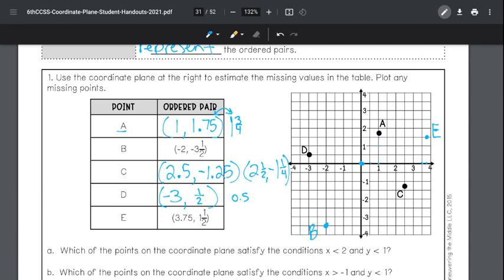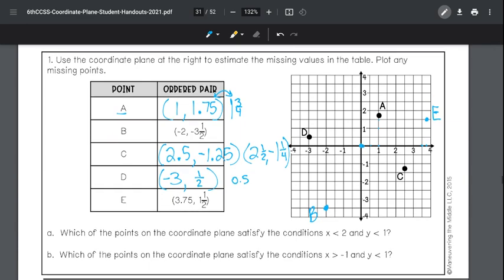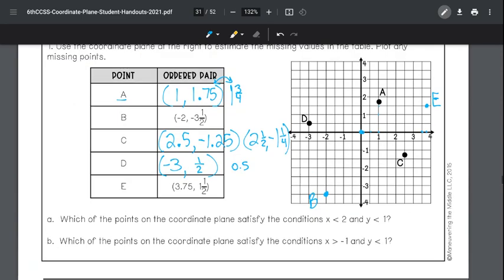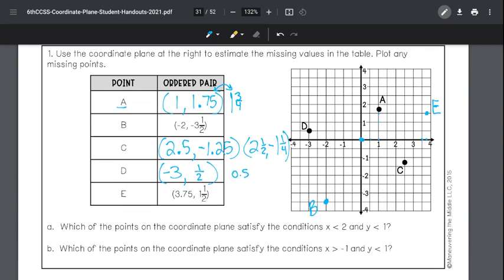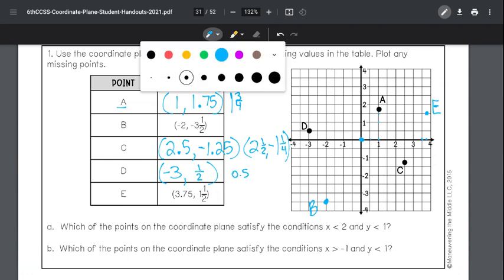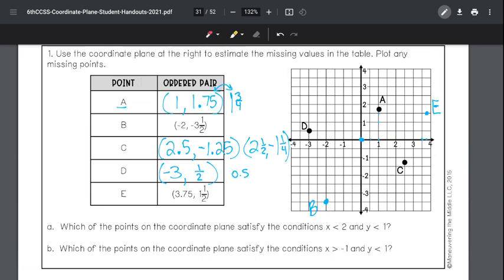Okay, so now we've got a couple questions to answer based off our graph. Part A. Which of the points on the coordinate plane satisfy the conditions where x is less than 2 and y is less than 1? Alright, let me make this a little smaller and change colors. So for x to be less than 2, that means we have to be in this area of the graph. You don't have to color this in right now. Just watch me. Okay, so we have to be there.